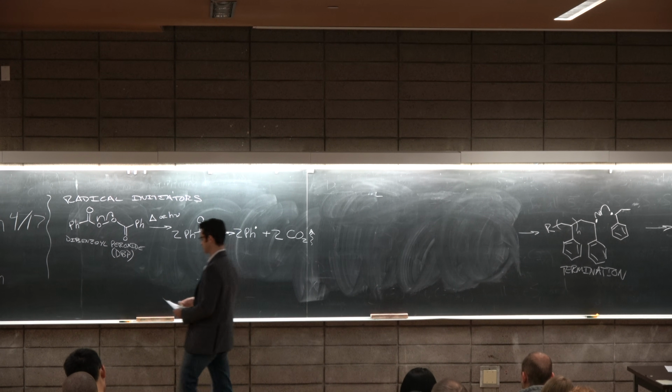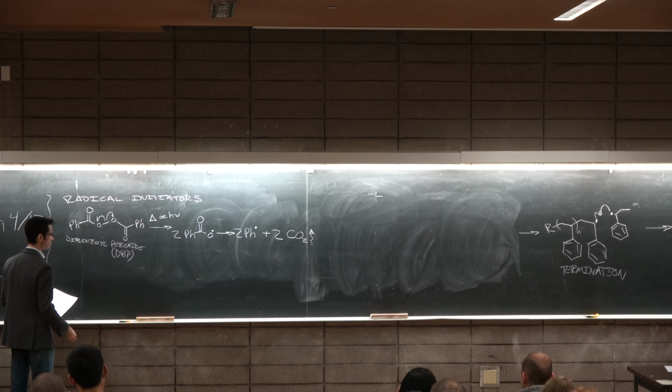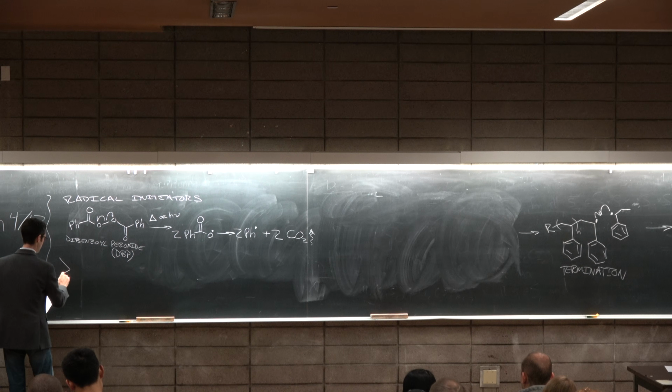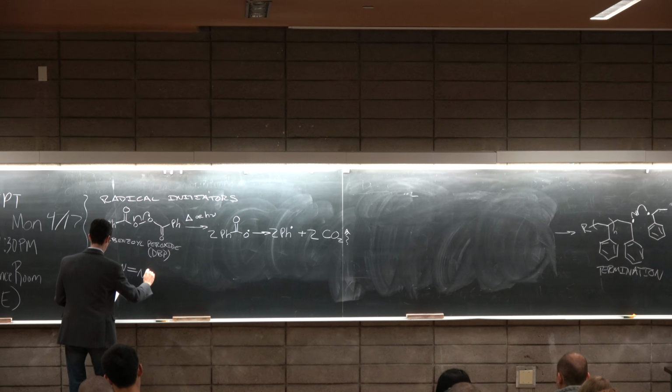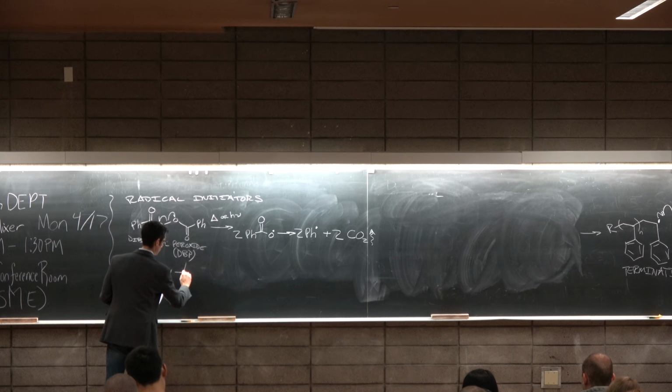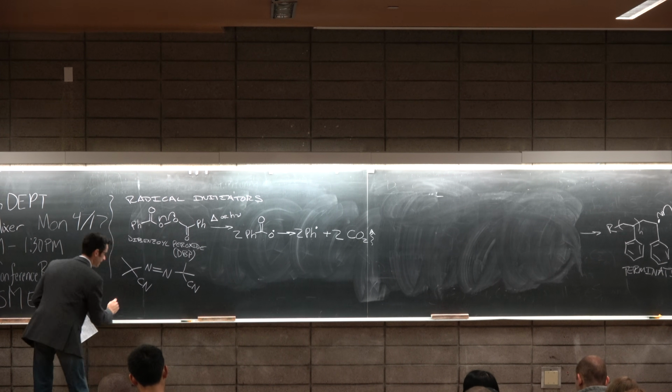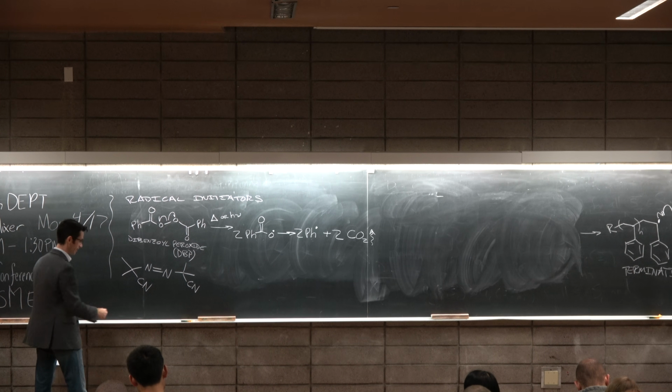Okay, there's another similar type of radical initiator which is used approximately as frequently as DBP. And this is called azo-isobutyryl nitrile.